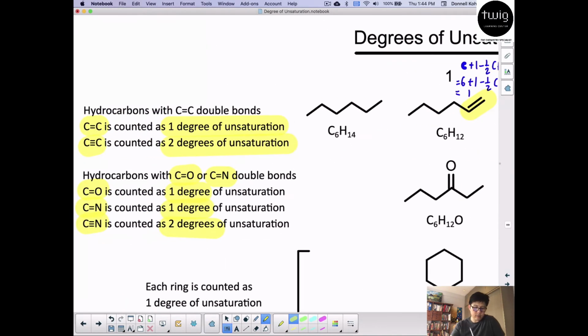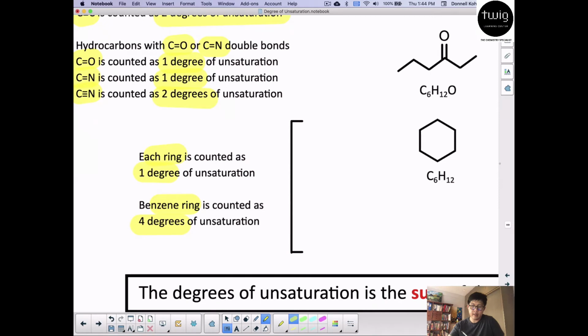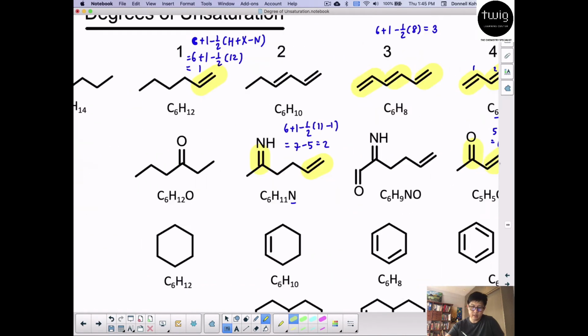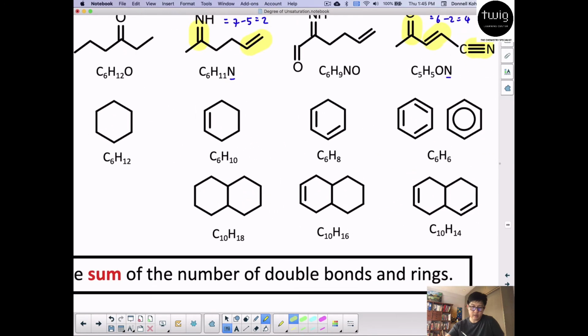Okay, the last one. Look at this part here. Each ring is counted as 1 degree of unsaturation. Notice, each ring is counted as 1 degree of unsaturation. A benzene ring is counted as 4 degrees of unsaturation. So just remember that. Let's look at some examples. Let me move it. Okay, let's look at this one.